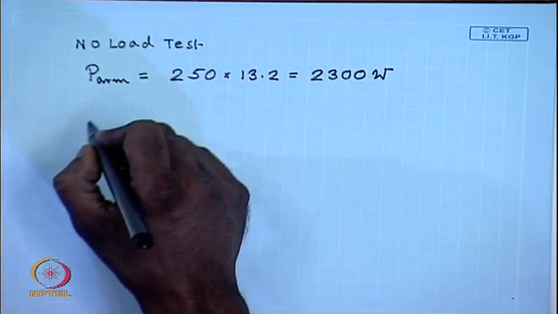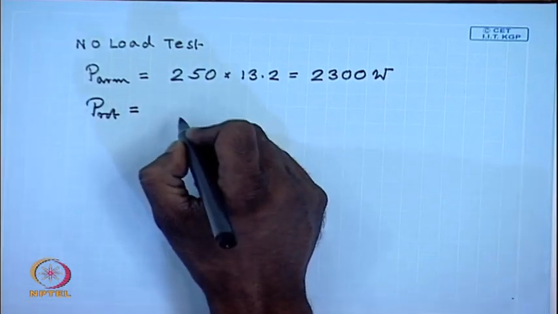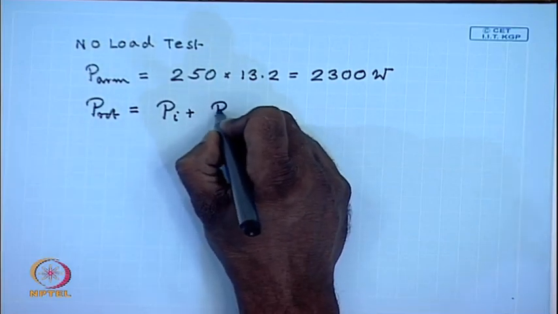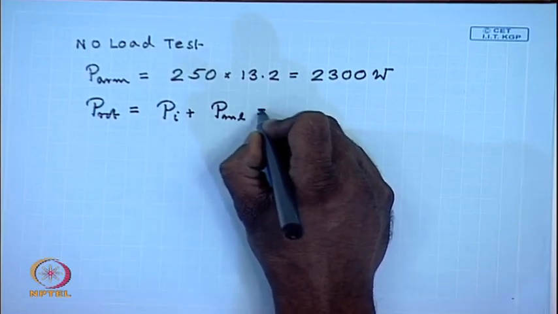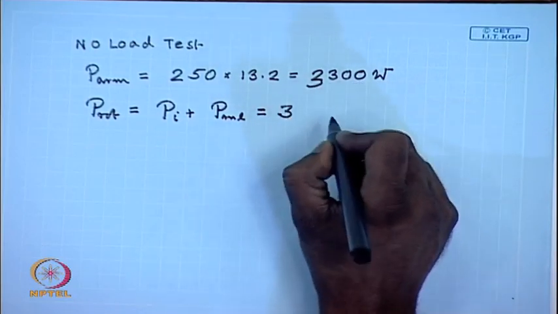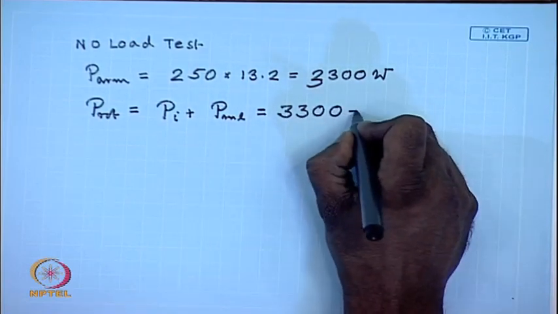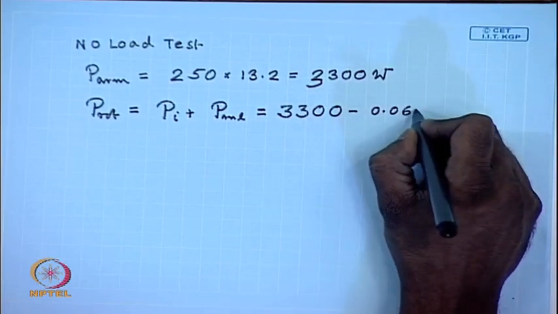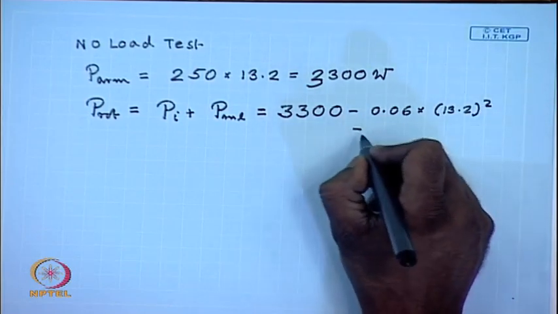So, what is the rotational losses? This is equal to iron losses plus mechanical losses. This comes to the no load power input minus the no load armature copper loss minus the brush losses.